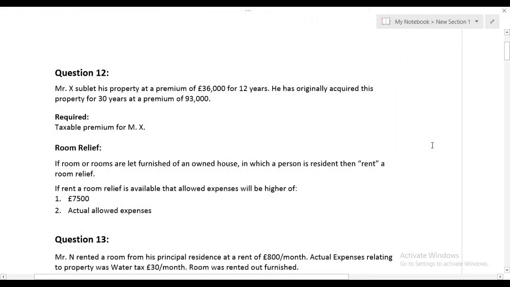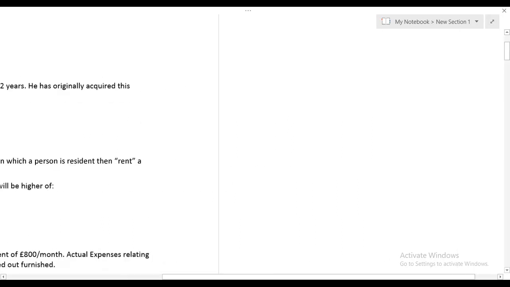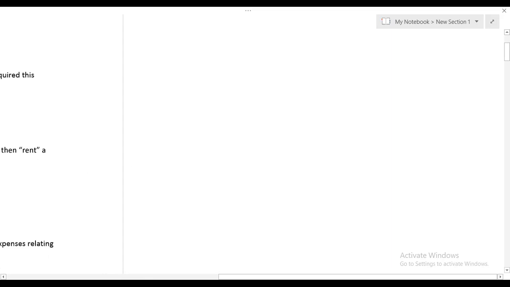Another lecture on property income. In the last class we started property income, and property income is not a really big topic at all. There is one new concept which we have to discuss today.